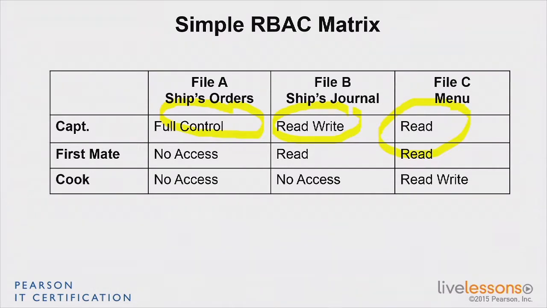And the cook, regardless of who the cook is, and regardless of who the owner of the files are, can have no access to the ship's orders, file A, no access to the ship's journal, file B, but can read and write the menu. So again, here we are looking at roles, so the types of permissions they have is totally based on the role, and then we will assign subjects to roles.